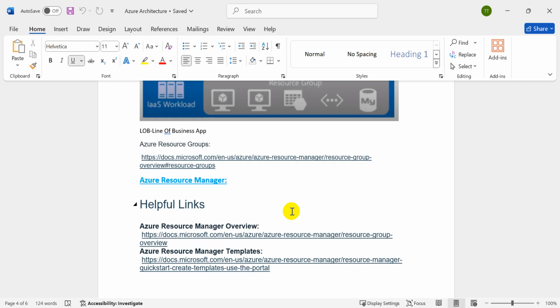It's called centralized management. ARM provides the central platform for managing Azure resources, including virtual machines, SQL databases, applications, storage accounts, everything. So everything will be under one span. It's called ARM.